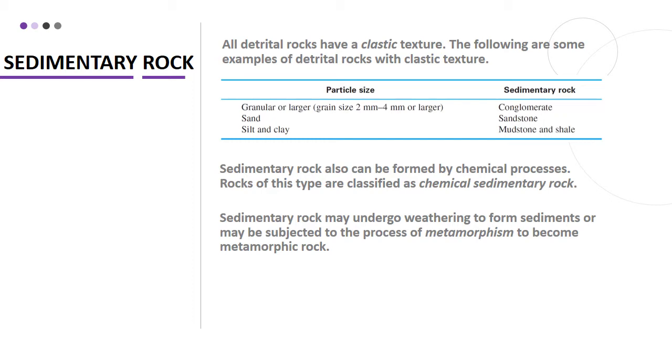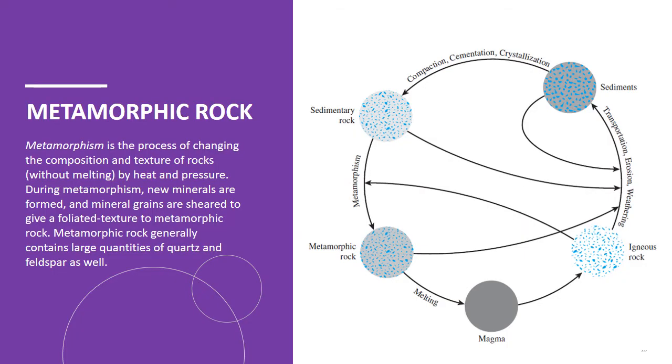So sedimentary rock also can be formed by chemical processes. Rocks of this type are classified as chemical sedimentary rock. So sedimentary rock may undergo weathering to form sediments or may be subjected to the process of metamorphism to become metamorphic rock. So sedimentary rock that goes through the process of metamorphism becomes metamorphic. So those were the three types of rocks where our soil basically comes from.